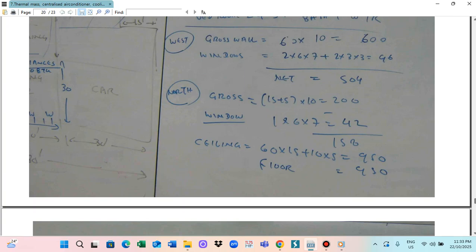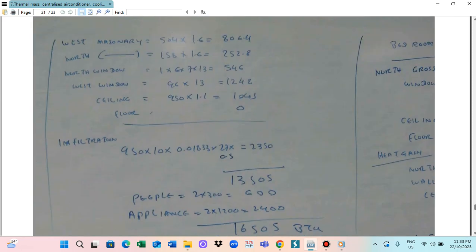And ceiling. So ceiling area is 50 multiply 15 multiply 10 multiply 5. So 950. Because the whole area you can multiply. So this is ceiling height. And floor also 950. Okay, then we have to calculate the heat gain.